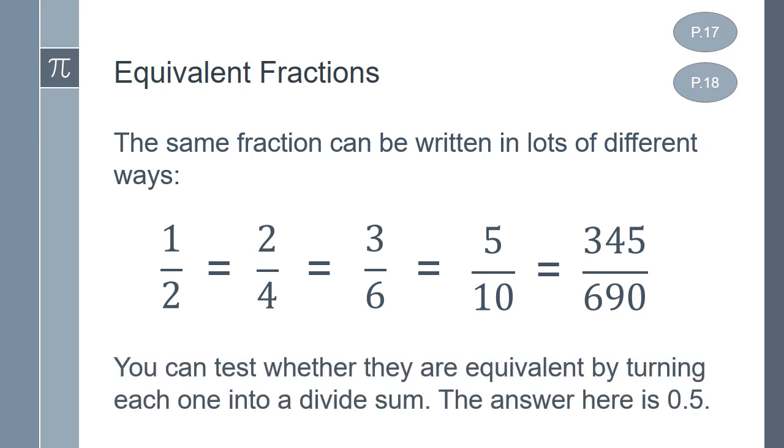You can test whether they're equivalent by turning each one into a divide sum. And if you need a reminder about how to do that, there is a separate PowerPoint about it. But basically you divide the top number by the bottom number. And if you do that for each of these fractions, you'll find that the answer is 0.5 for each one. So that's how you know they all represent a half.